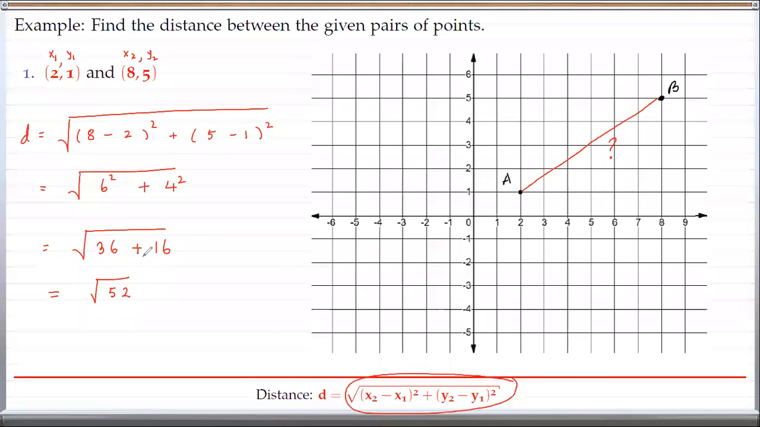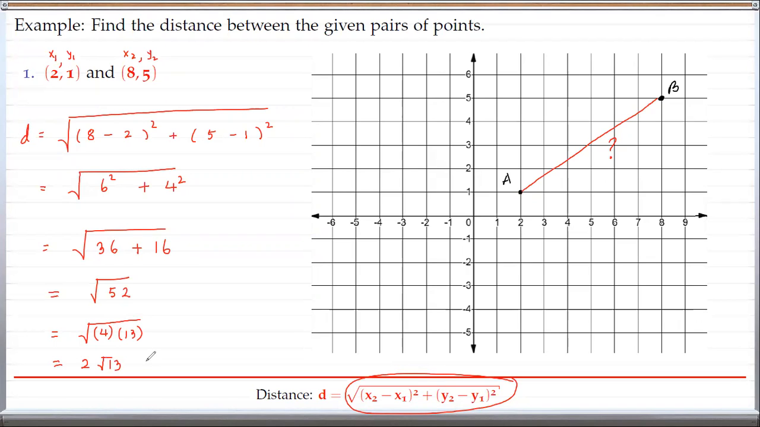So basically, this is the distance between these 2 points, A and B, given here. Now from here, we can use our calculator if we want to get the value in decimal form, or we can try to simplify this a little further. So 52 is 4 times 13. But the square root of 4 is 2. So we can take 2 out from 4. Then we are left with 13 over here.